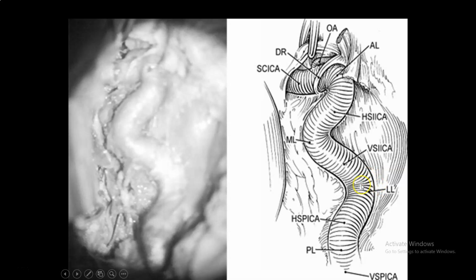Our concern now is about this piece, which is the paraclival, this piece, which is lateral to the sella from below, and this piece medial to the optic carotid recess, medial to the anterior clinoid, which is the clinoidal artery, and of course the intracranial, we don't see it.